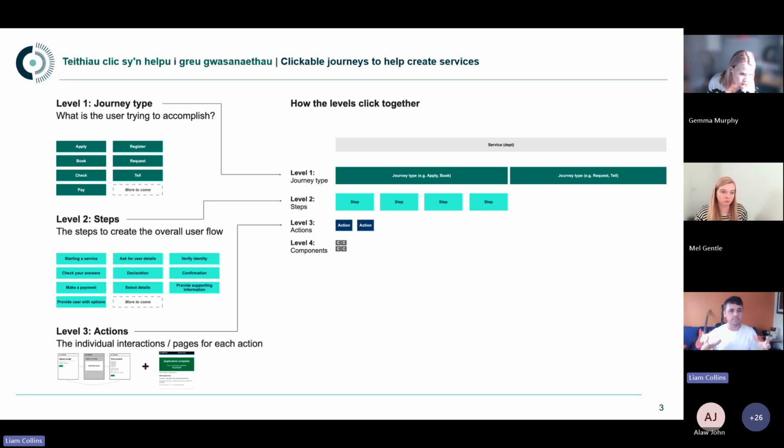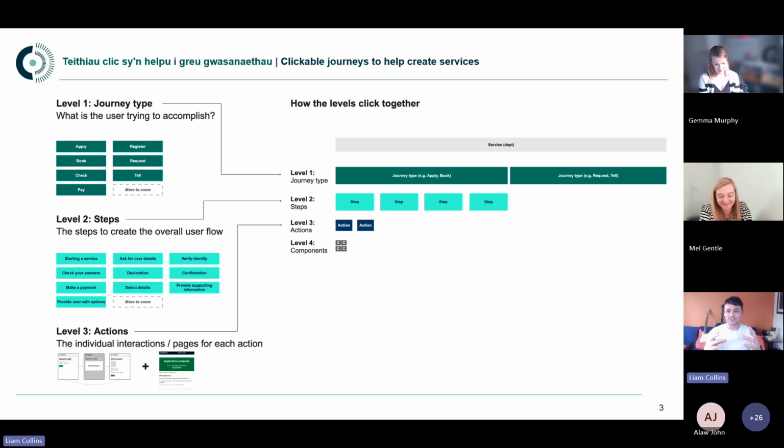Okay, so you have a journey type. So that's like apply for something, register something, book something, request something, tell something, pay something, and check something. I was doing that without looking then, so hopefully that's right. And then each one of those, I'm trying to test myself.